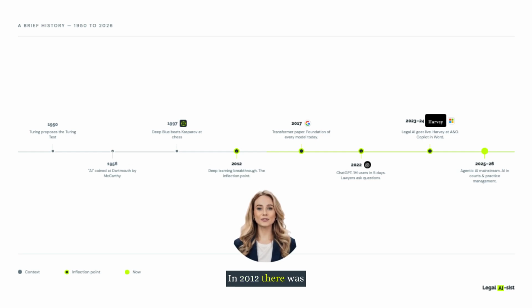In 2012, there was a deep learning breakthrough when AlexNet dramatically outperformed every other system in image recognition. This is the inflection point and where the modern AI era starts. In 2017, Google published a paper called Attention is All You Need and introduced the transformer architecture. Every major model today, like ChatGPT, Claude, and Gemini, all trace back to this single paper. In 2022, ChatGPT was launched. There were 1 million users in 5 days. This is truly when lawyers began asking questions.